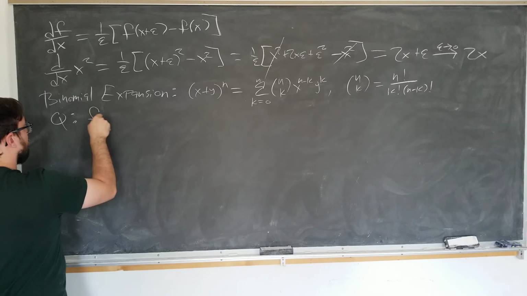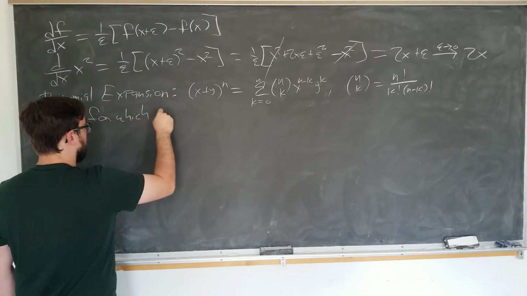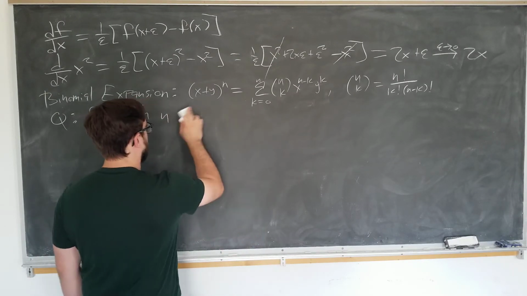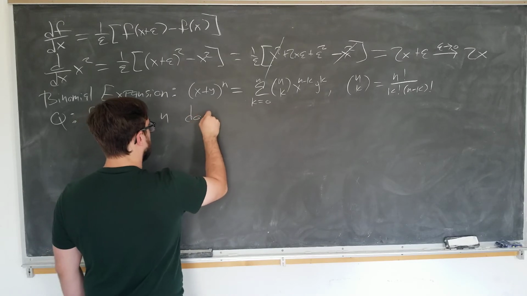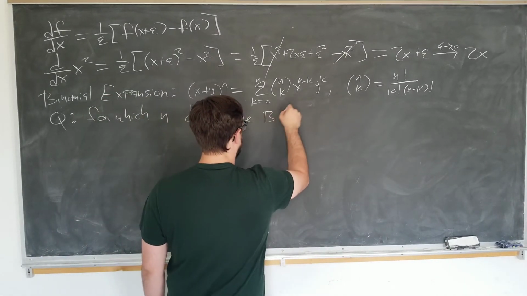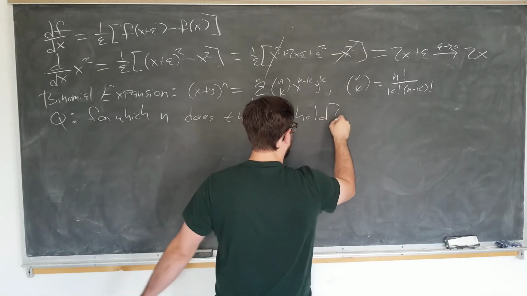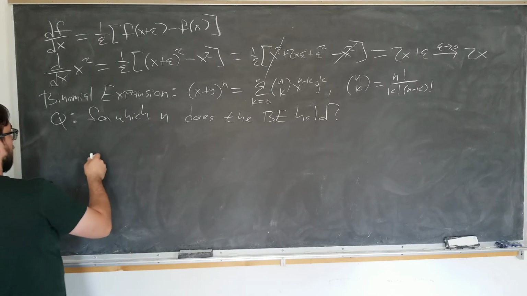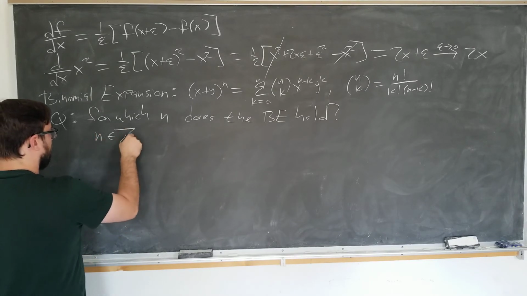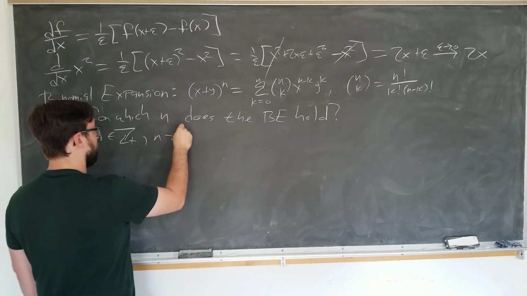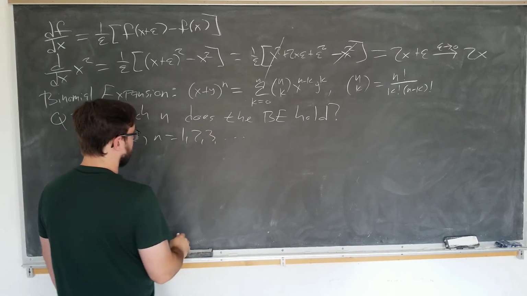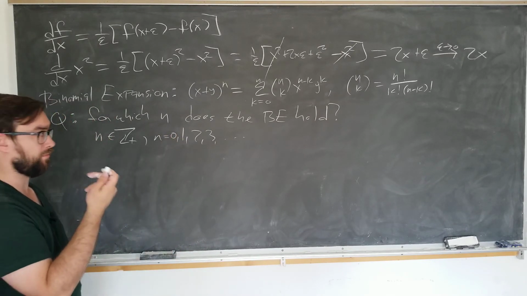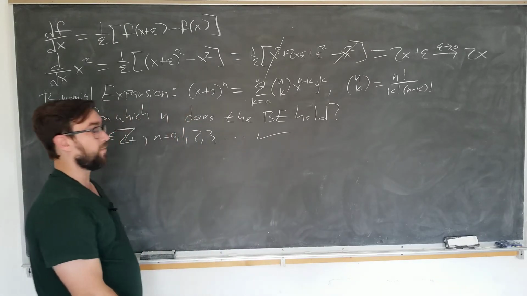Question: for which n does the binomial expansion hold? Well, as stated, it actually only works for positive integers. So right now we have n a positive integer, good. So n is 1, 2, 3, etc. I guess you can include 0 in this. Yeah, trivial case, we don't really care about it very much. This one's fine. These are the numbers for which the binomial expansion holds.